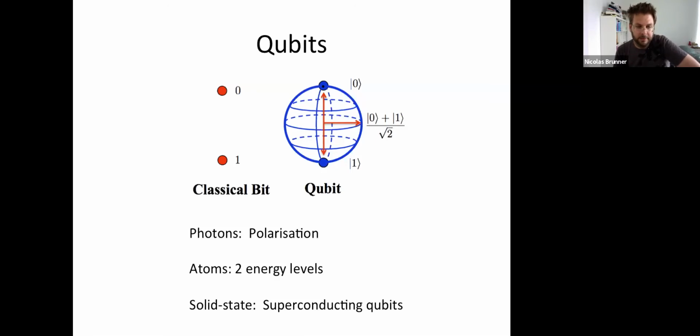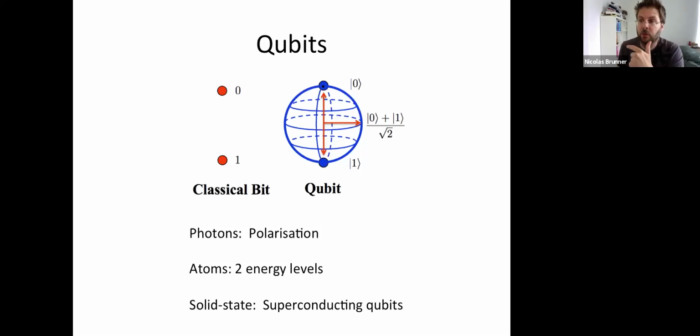Okay, so that is one possibility. With photons, there are other possibilities. You can also use the time degree of freedom or space degree of freedom. Photons are used a lot, in particular for communications, because when you have to send a qubit from one location to another with a certain distance between them, photons are very good carriers of quantum information.